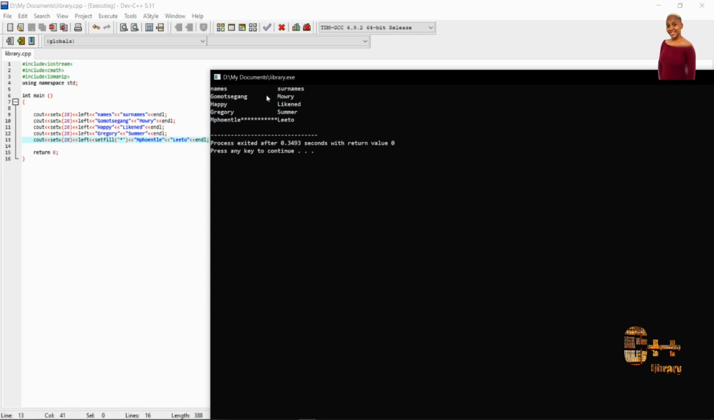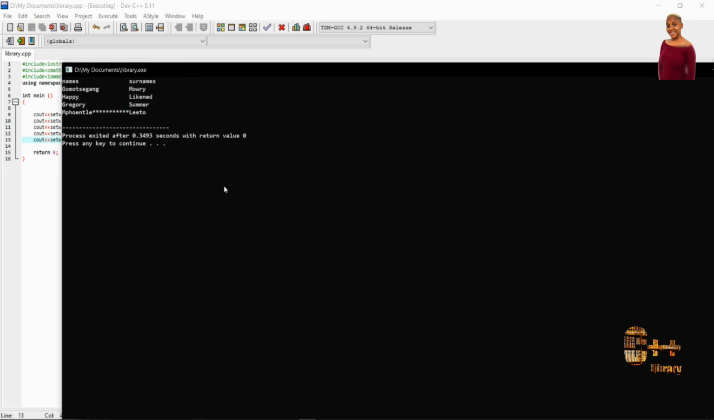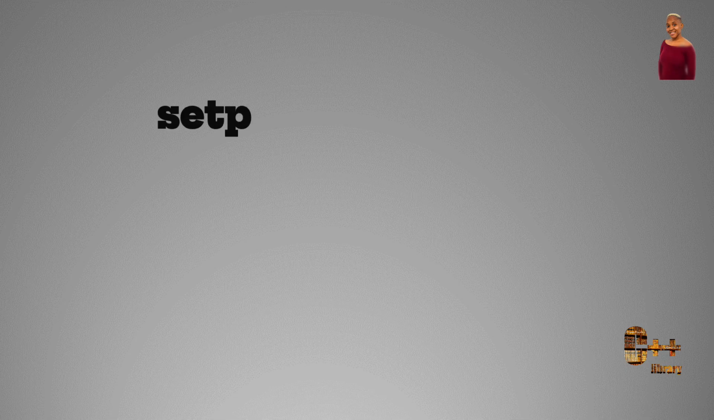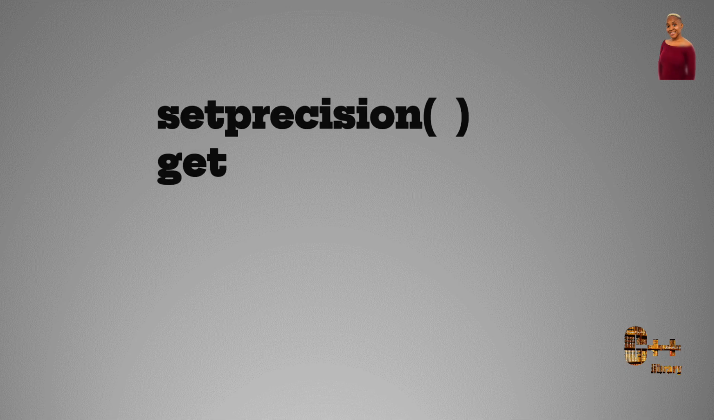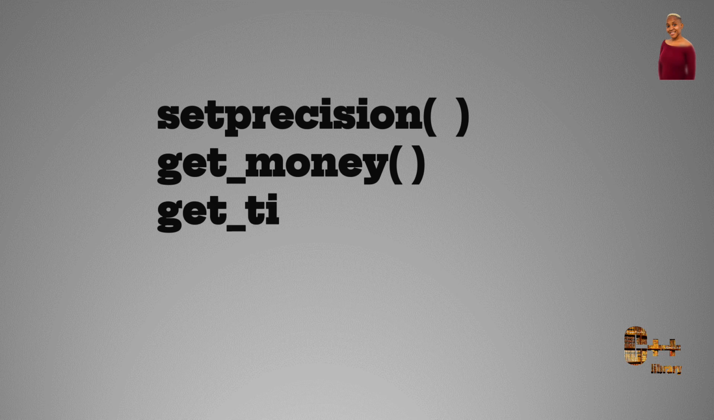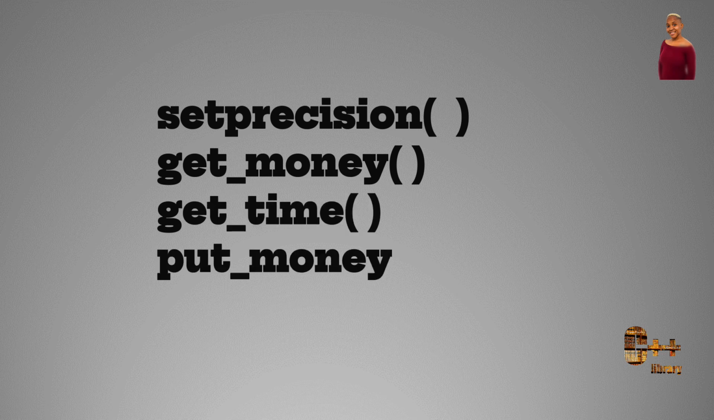Within the IOManip function, there are so many other functions, including your set precision, which sets the number of decimal places to a certain floating point number, and there's a whole lot more. In the next video, we will look at creating your own library. Yes, that is possible. You can create your own C++ library.